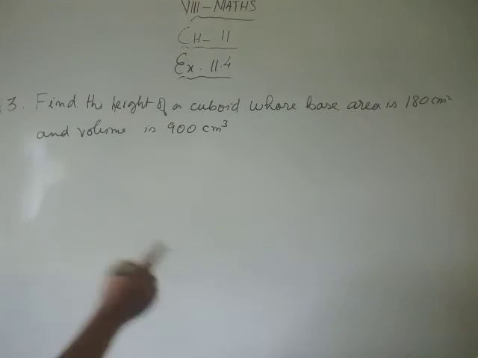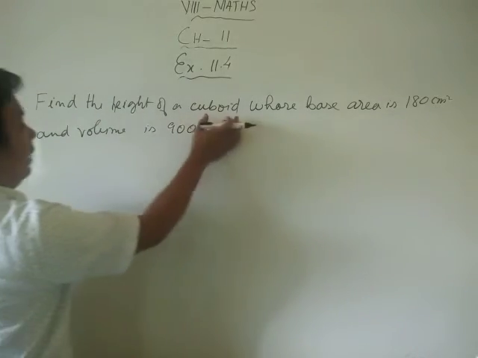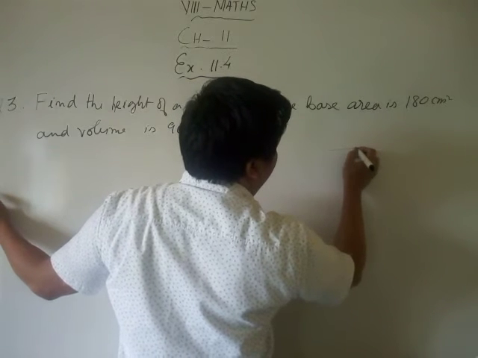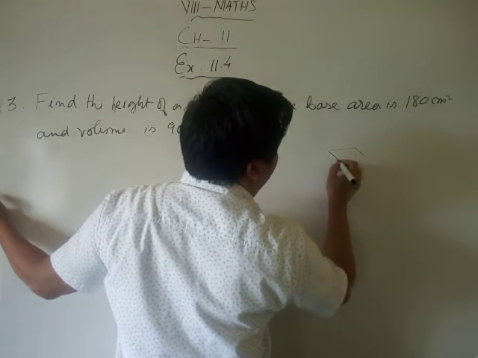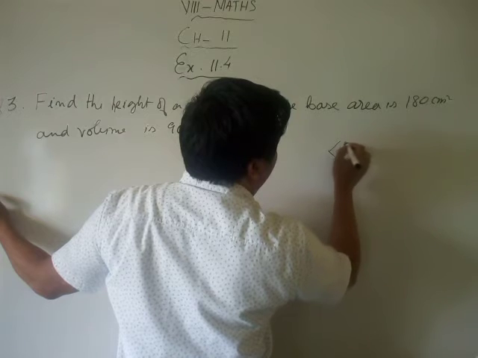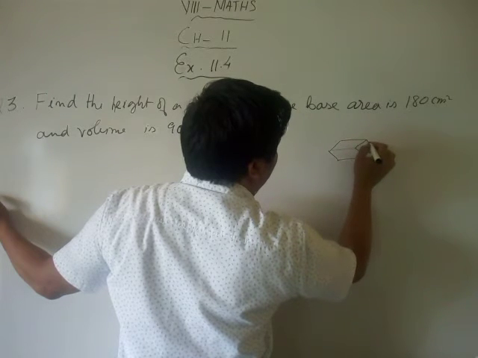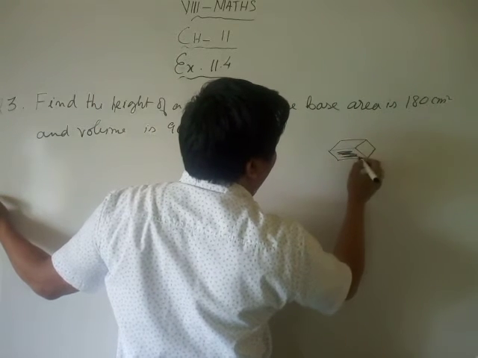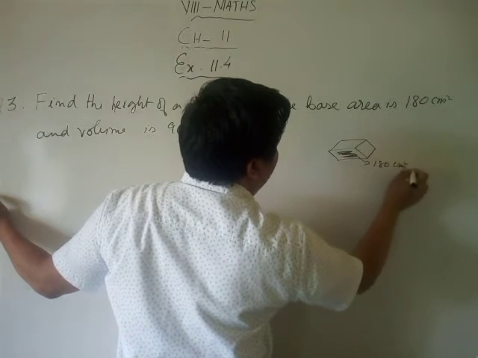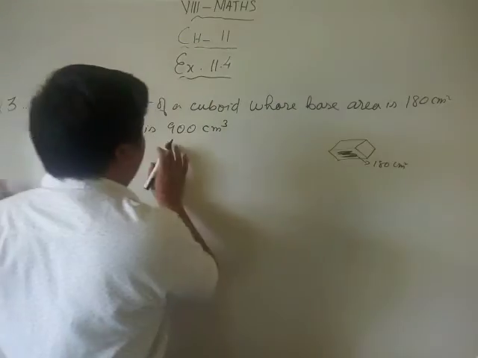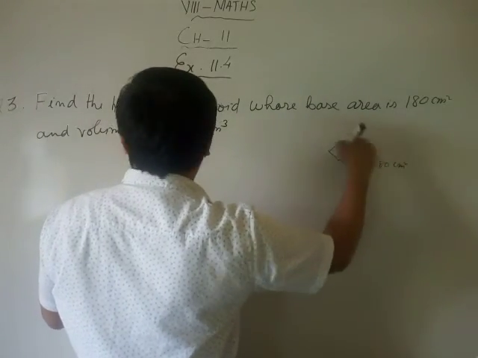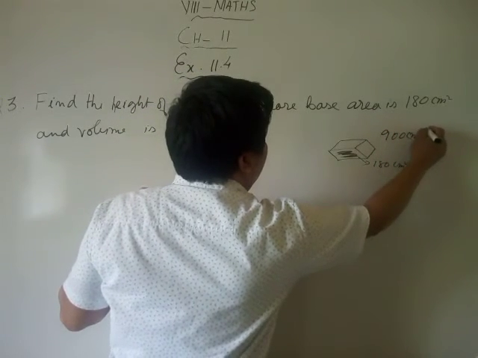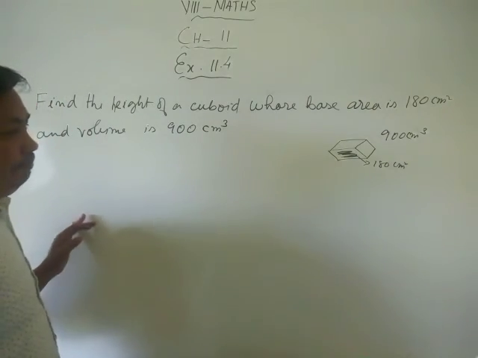So my dear student, now we have here a cuboid. The base area down is 180 centimeter square, and the volume of this cuboid is 900 centimeter cube. So we have to find out the height.